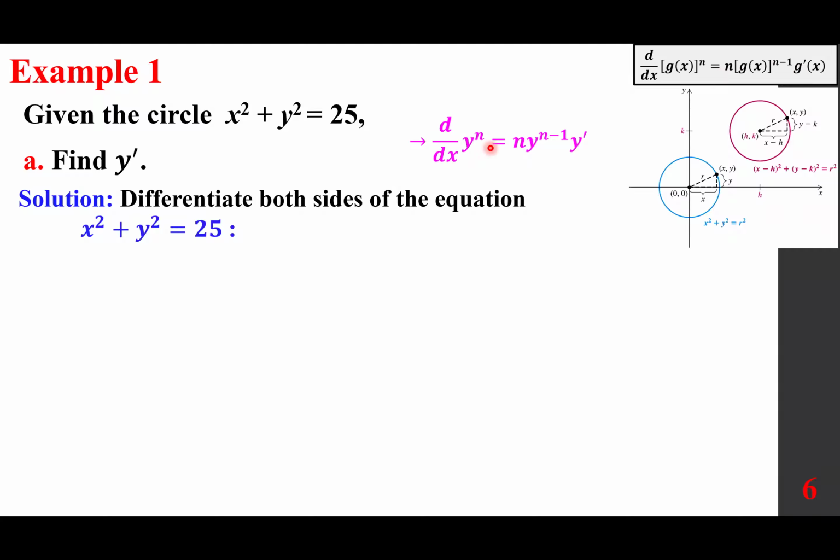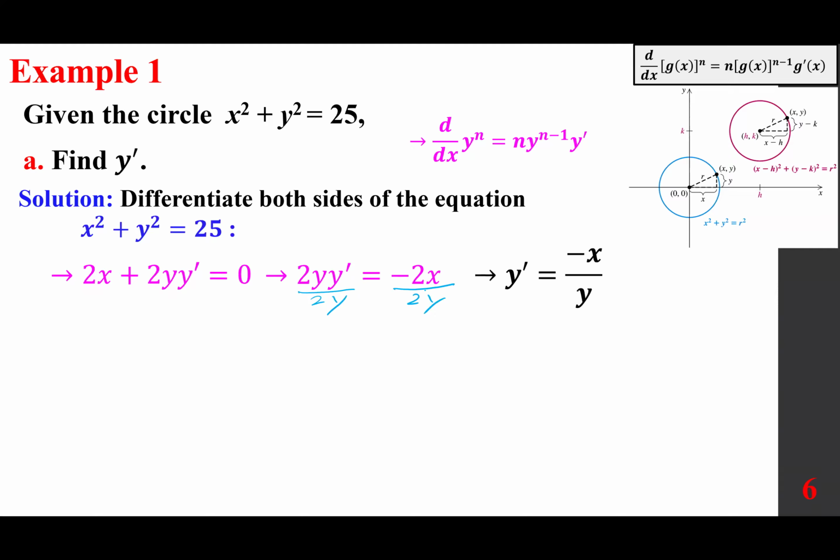Therefore, what is the derivative of y to the power of n? It's n, y to the power of n minus 1, y prime. Therefore, this is 2x. This is 2y, y prime, and 25 is a number. Its derivative is 0. Because we want to solve for y prime, we're going to move the 2x and make it negative on the right side. Divide both sides by 2y and simplify, and y prime becomes negative x over y.